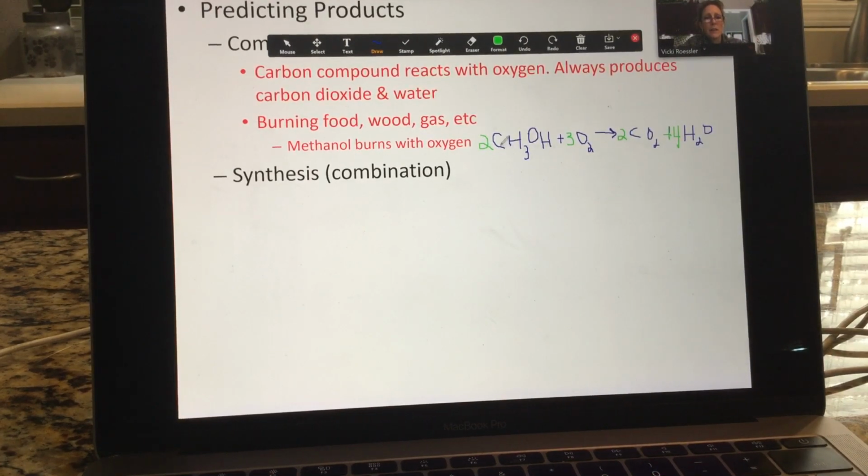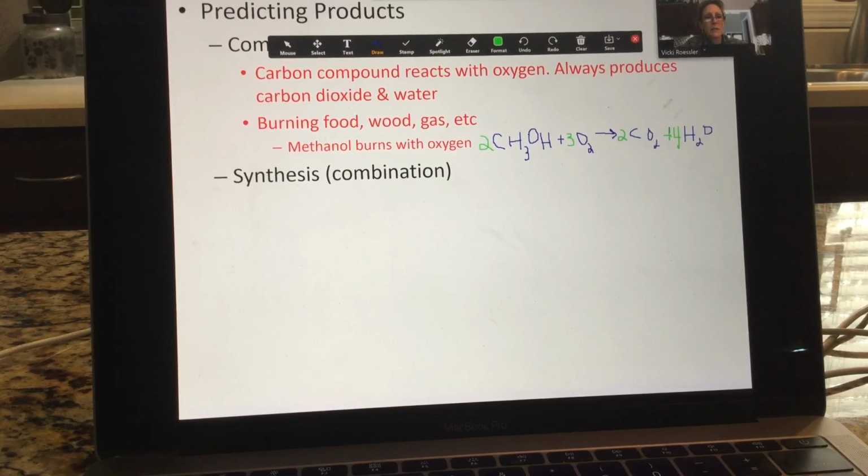Okay. So again, this is a combustion reaction. We have a type of carbon compound reacting with oxygen, forming carbon dioxide and water.